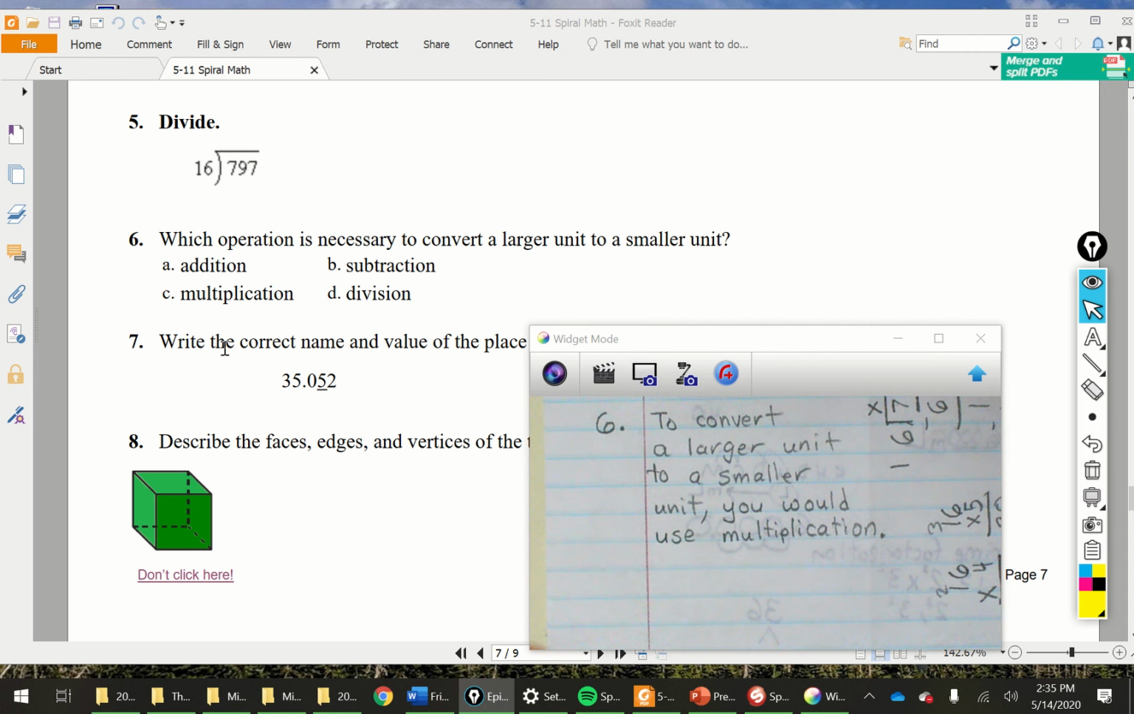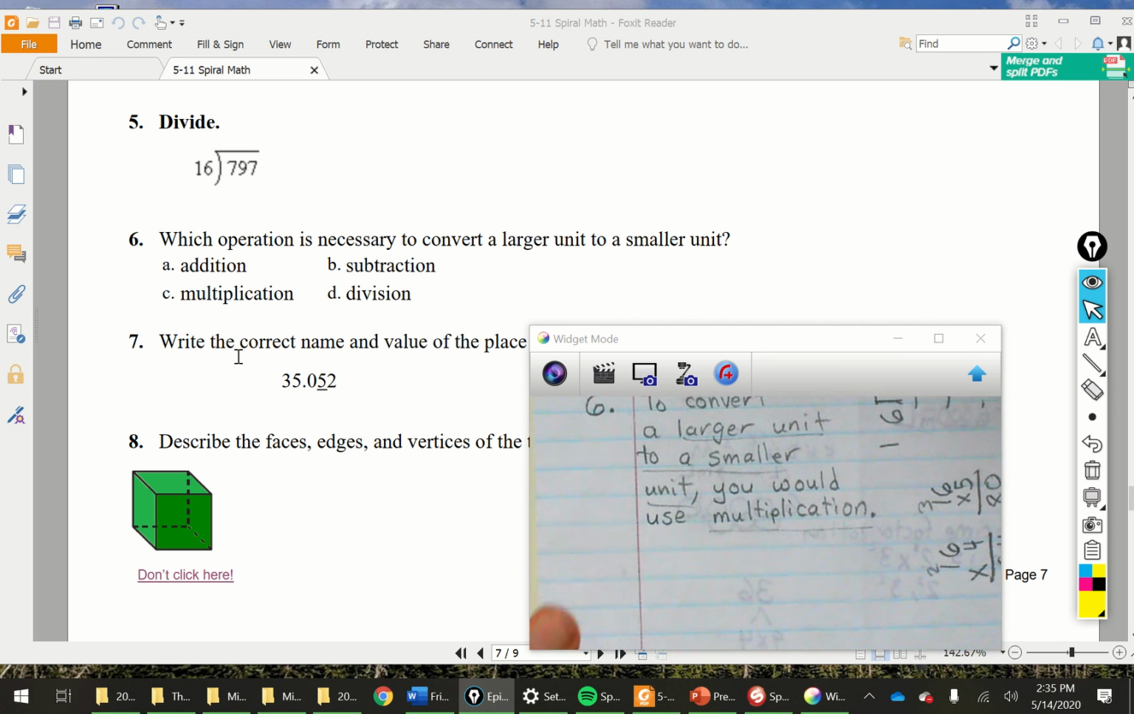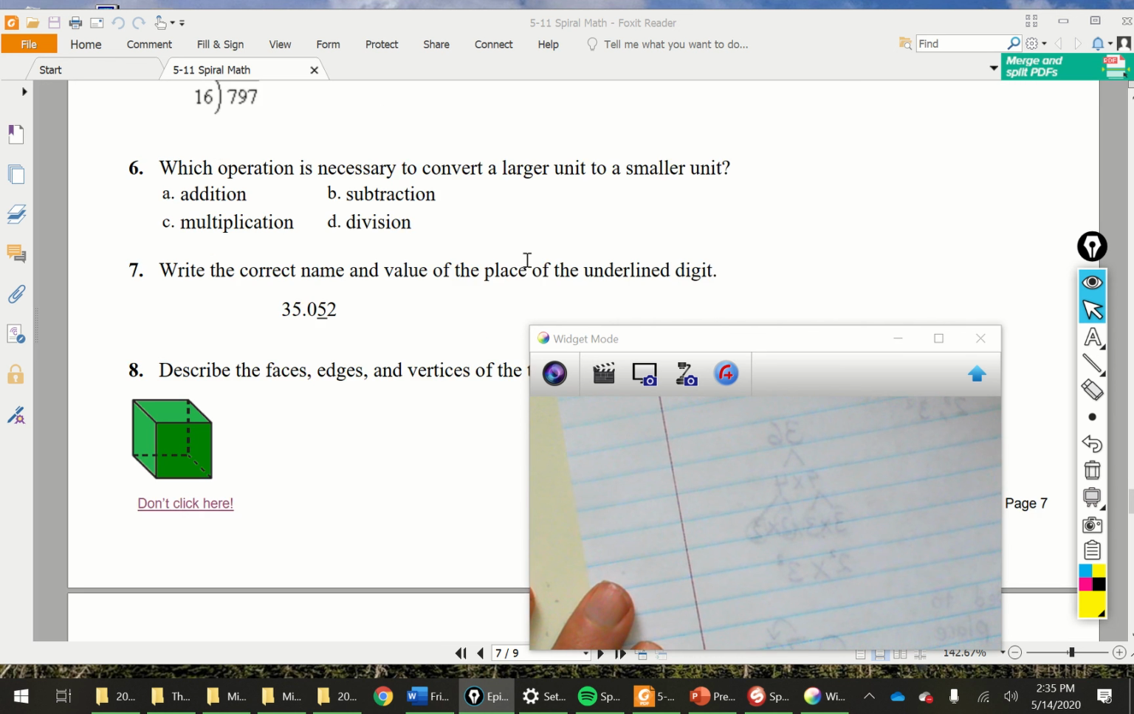So that is the answer sentence. And again, multiplication is the key word here, and larger unit to a smaller unit. Make sure you have those in your answer sentence. All right, let's move on down to number 7.